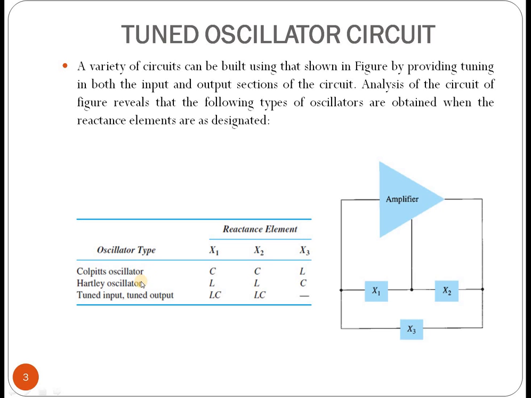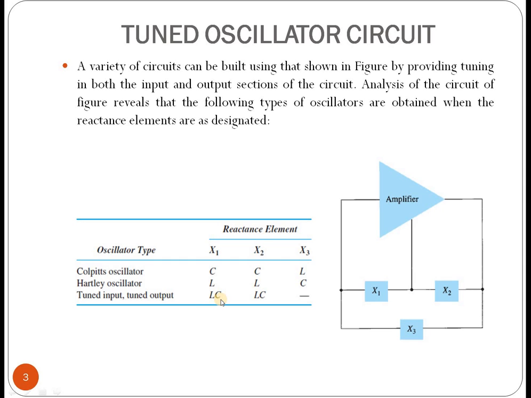The next one is Hartley oscillator. If we use an inductor for x1, an inductor for x2, and a capacitor for x3, that is, two inductors and one capacitor instead of x1, x2 and x3, then that will work as a Hartley oscillator, or it is named Hartley oscillator. And the last one is tuned input, tuned output.